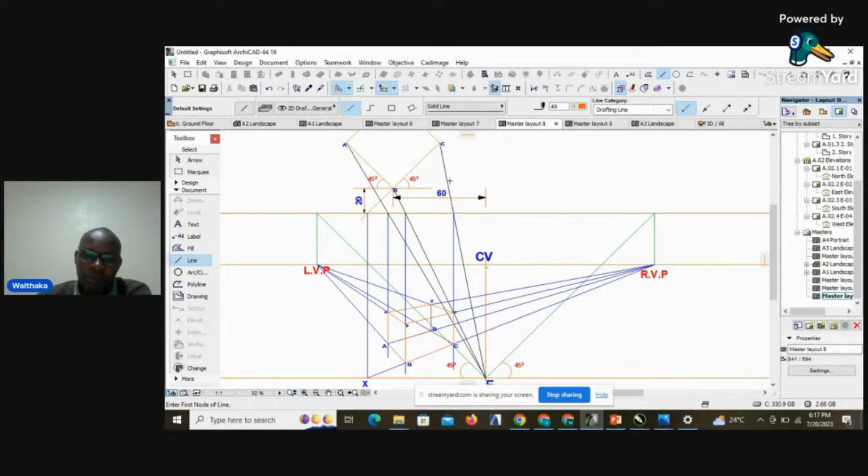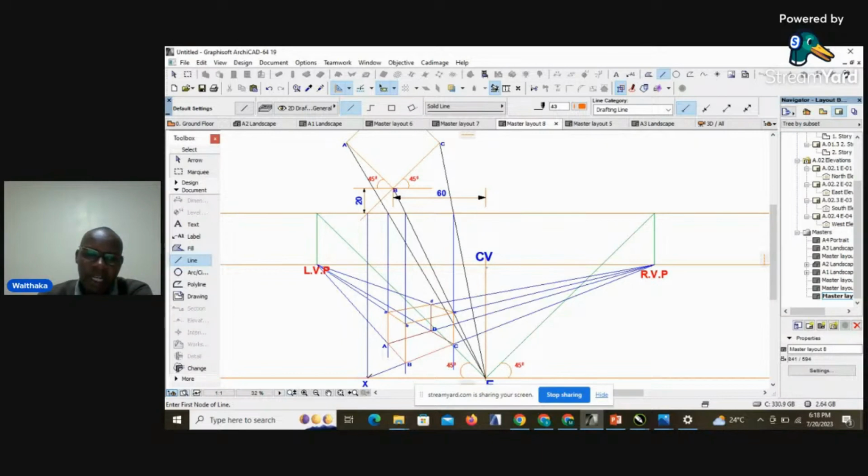Then we did the same with point C. We reference C with E. Then we draw a line until it touches the picture plane. Then we drop it vertically down and it gave us point C from the line that is coming from point B. And of course, then taking C to the left vanishing point and point A to the right vanishing point, we got point D.